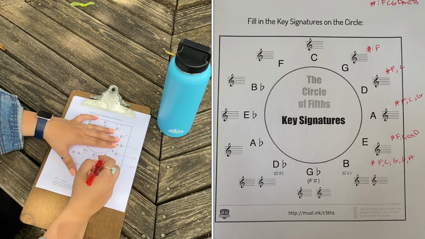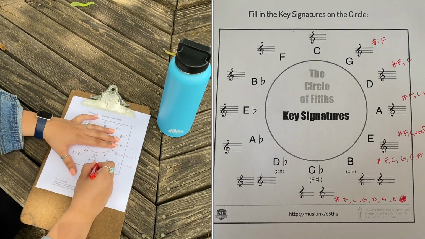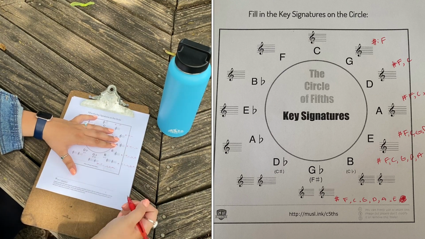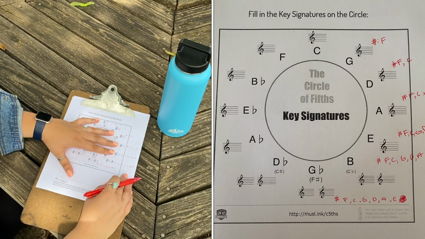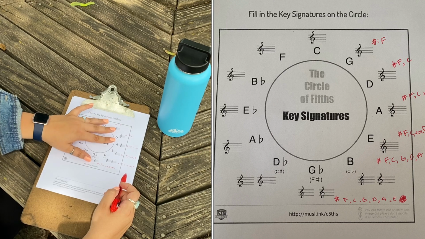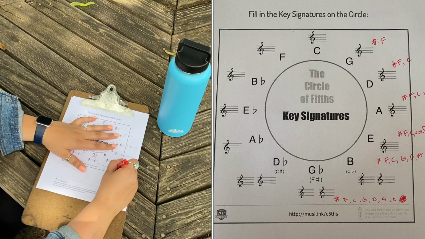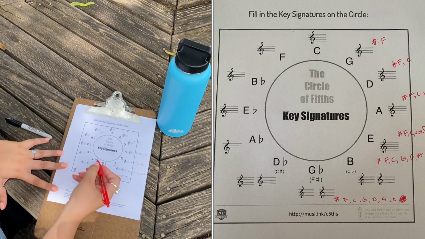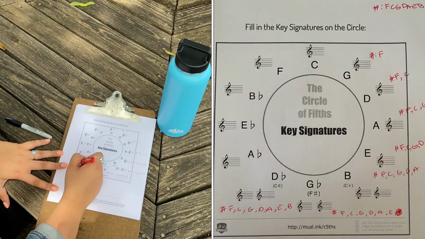So if we're going to do that, we have F, C, G, D, A. If we're going to count 5 up from A, because let's say that you don't know the next sharp, what we're going to do is A, B, C, D, E. So that's going to be E sharp. And we have one more for the sharp. That's going to be F, C, G, D, A, E.